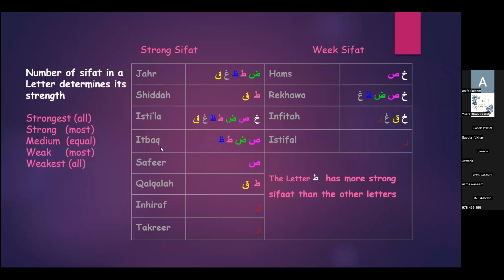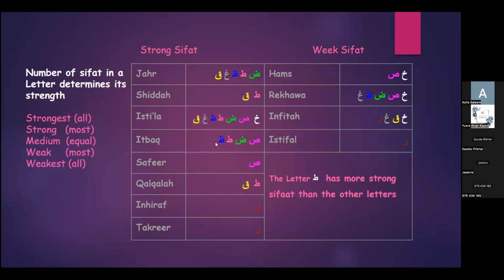The letters of itbaq are sad, dad, ta and dha. Then we have safir, only the letter sad from khussa, daghdin, qidh takes the sifa of safir. The qalqala, the ta and the qaf as explained earlier. And inhiraf applies to the letter ra, and takreer also applies to the letter ra. Now these are the strong sifat, only applying to these letters with their respective colors. If I show the weaker sifat, hams applies to kha and the sad, rikhawa applies to kha, sad, dad, dha and the ghain. Infitah applies to kha, qaf, ghain and the ra, and istifal applies to the ra.